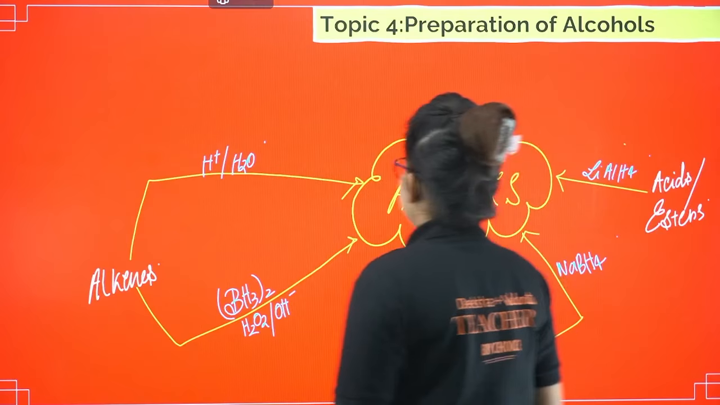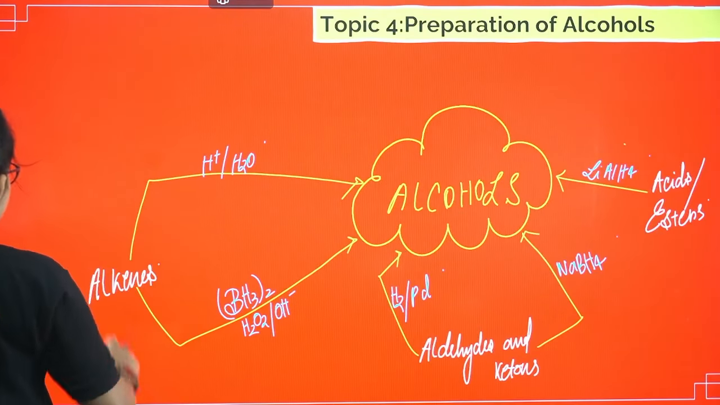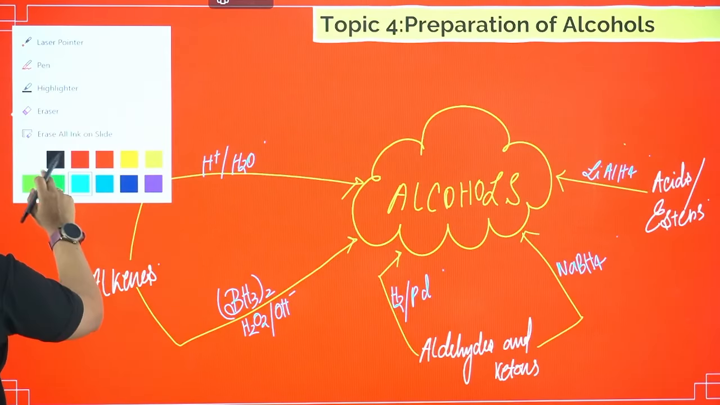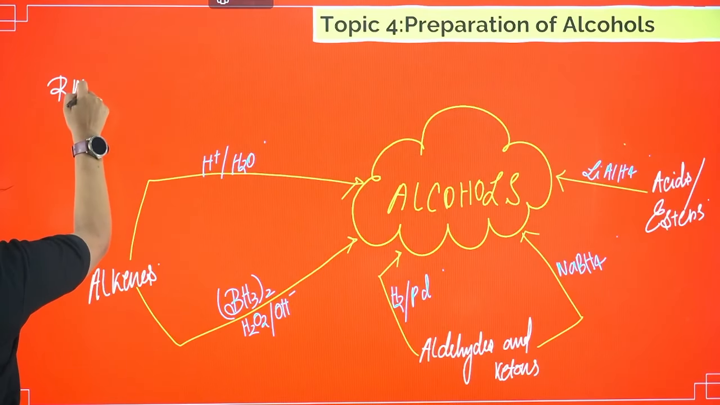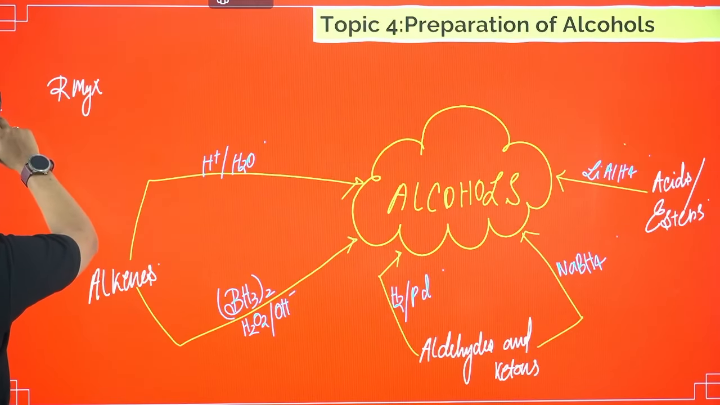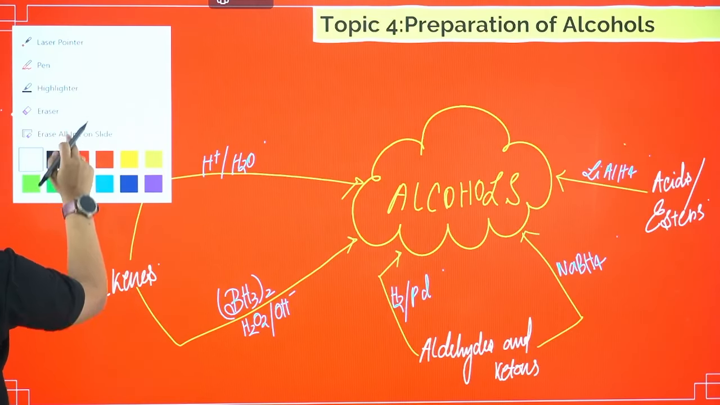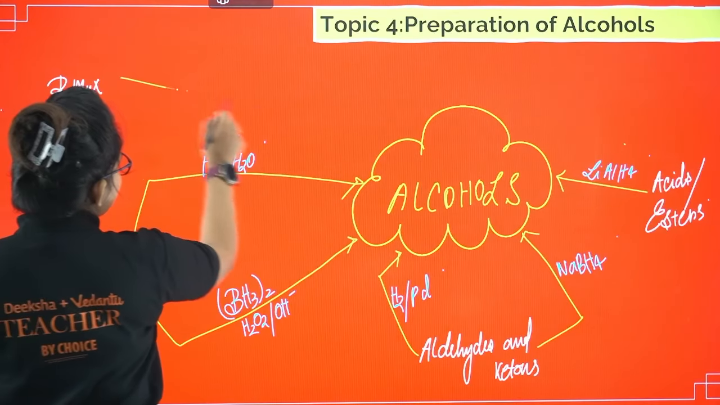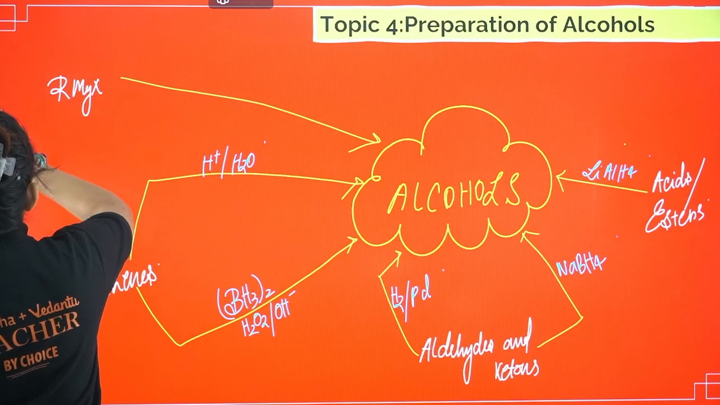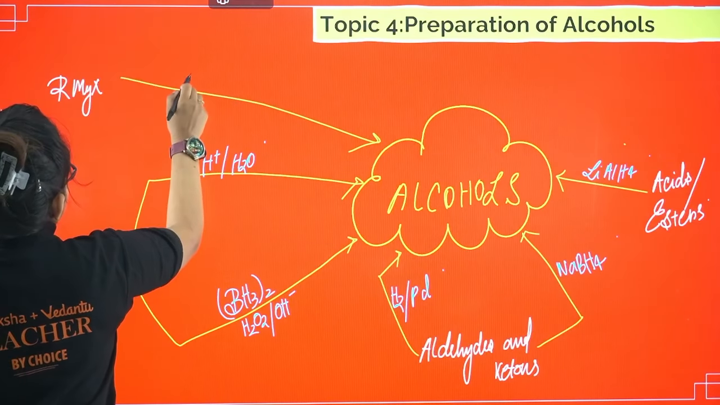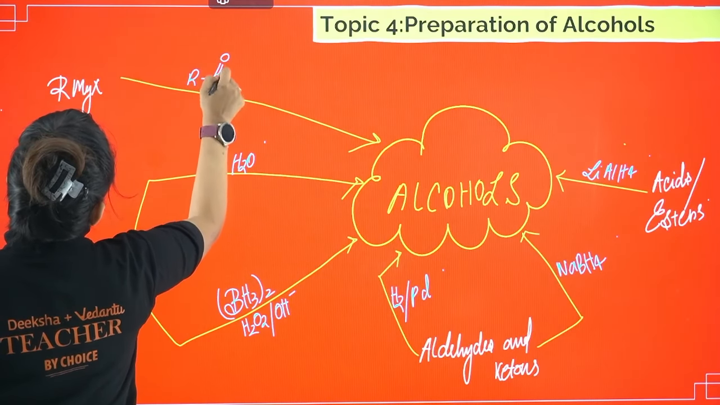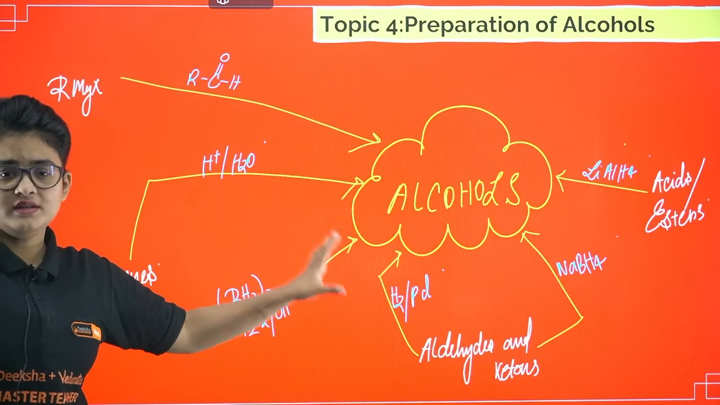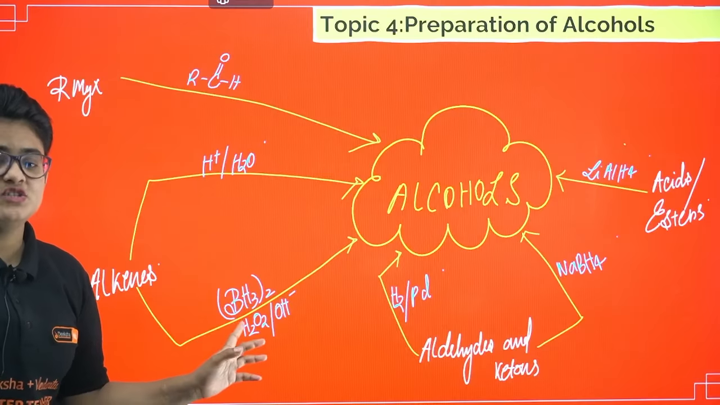One more thing, I can start from the Grignard reagent, RMgX. If you are starting from RMgX, you can simply give some aldehyde over here and you will come back to alcohol. That's it. So these are the general methods to prepare alcohol that you can see on a single page.